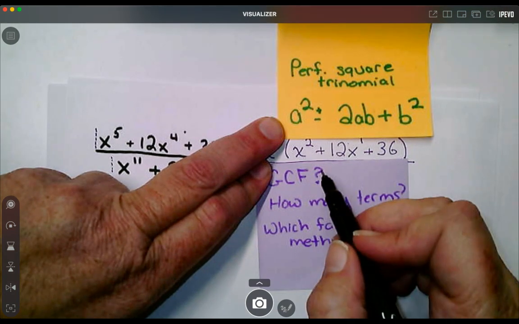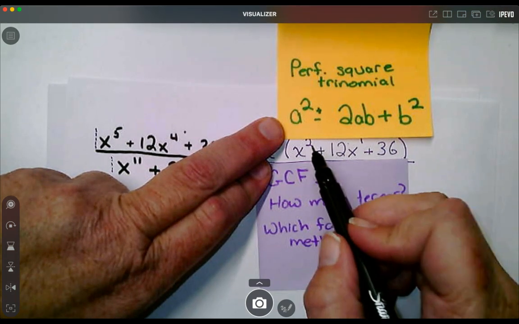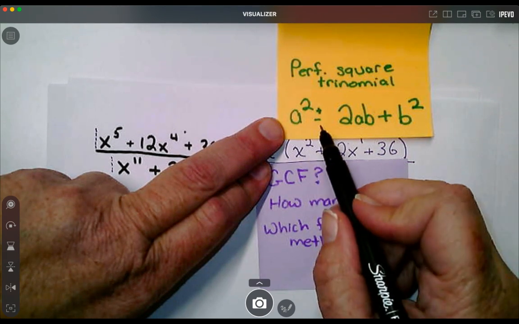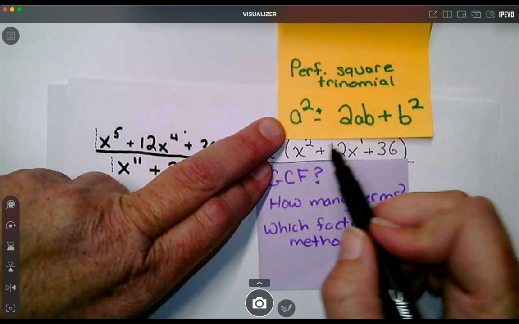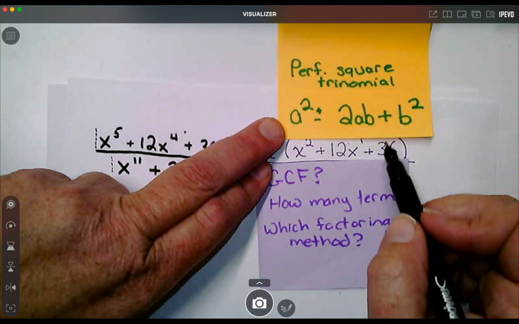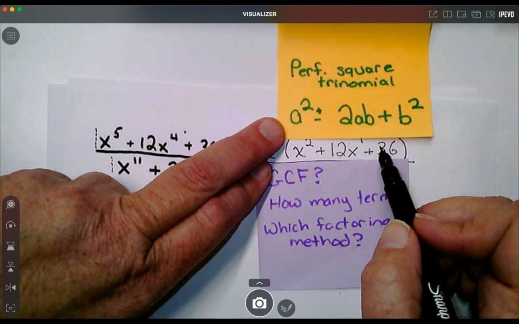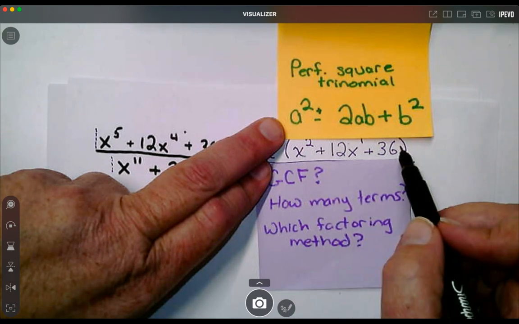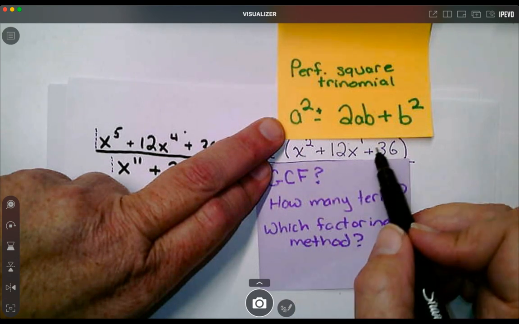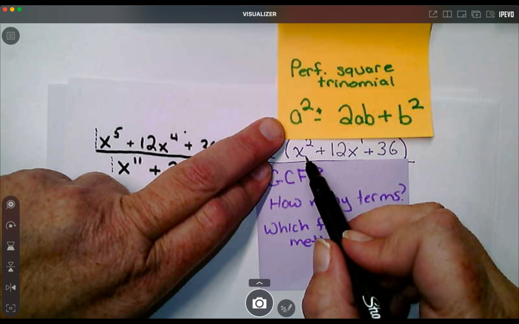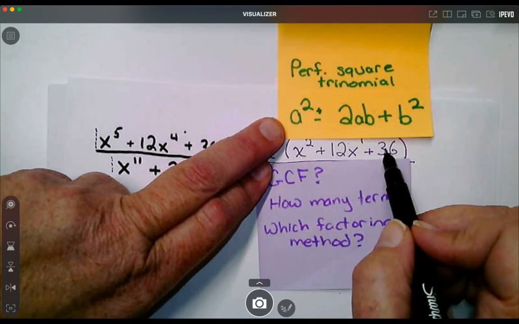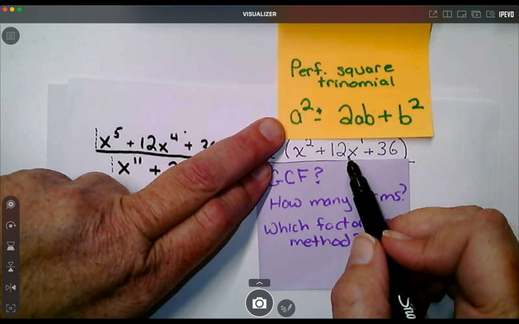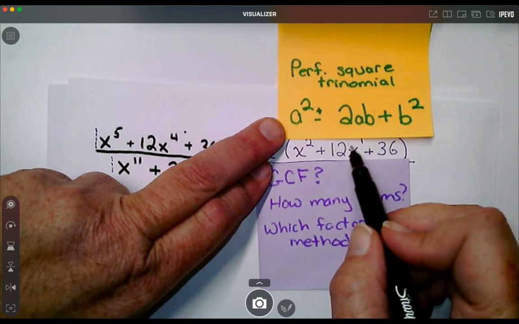So if something is a perfect square trinomial, it has an a squared at the beginning, and then it could have a plus or a minus here, and then it ends with another number squared. So this could be x times x, this could be 6 times 6. In the middle, I would have to have x times 6 times 2, right? 2ab. That works. This is a perfect square trinomial.